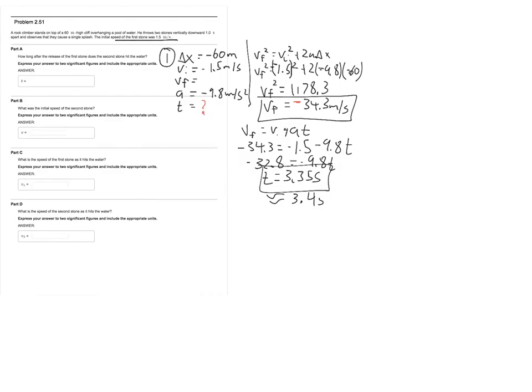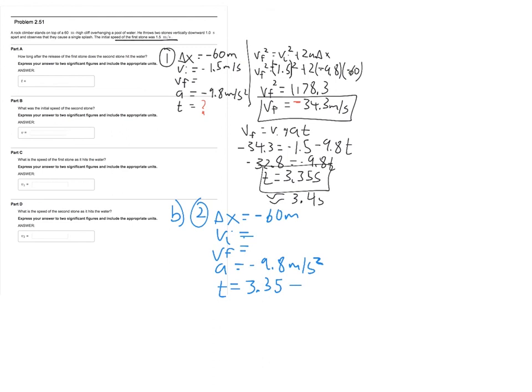Moving on to part B, we're now dealing with the second stone, so I'm going to set up my chart for that. So the things that we know: this one also drops a distance of 60 meters. We don't know the initial velocity. The acceleration is still negative 9.8 meters per second squared. And our time, we actually do know. So we know that our time for the first rock is 3.35, and this one is thrown 1 second later. So I'm just going to say it's 3.35 minus 1, or 2.35 seconds.